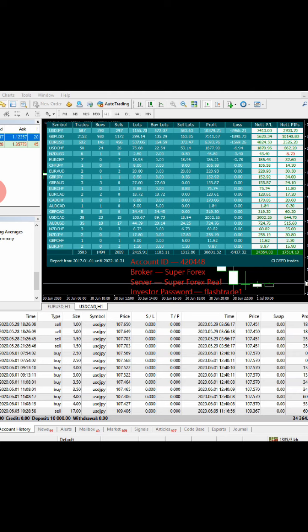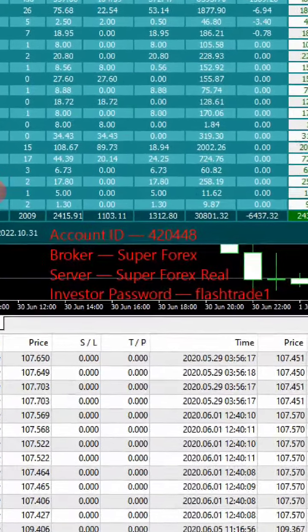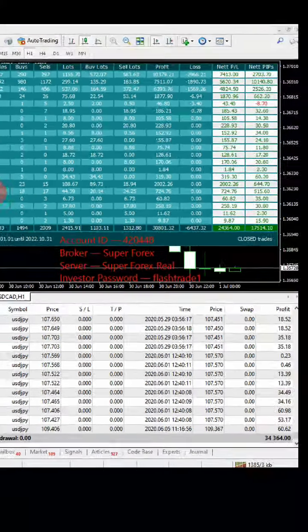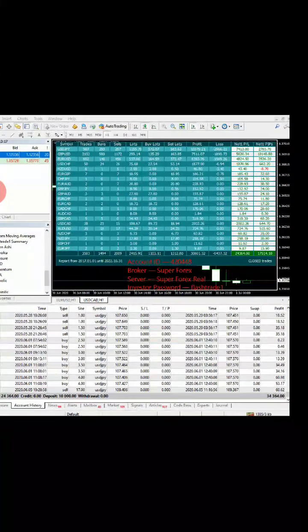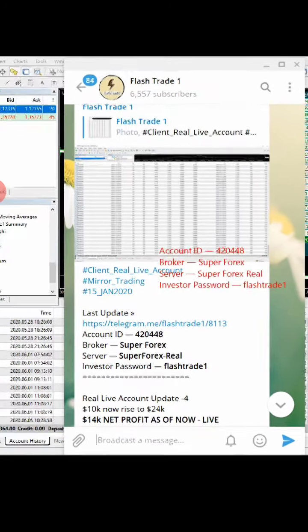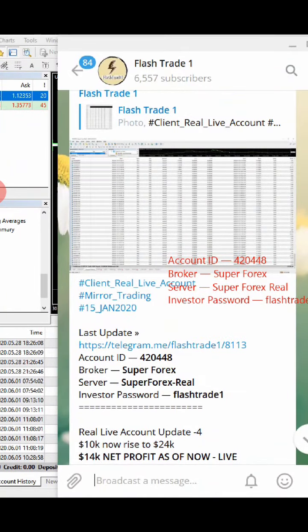details. First of all, I will let you know that here we have taken our Super Forex account. For that account, all the complete details we have already updated: the account ID 420448, the broker name, server name, and the investor password. For more than 7 months, we have been updating on our Telegram channel, which you can check out here. So here you will get all the complete information about the account and all these details.